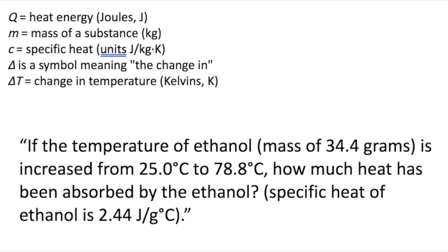To use this equation, you will see a problem that looks probably like this or similar. If the temperature of ethanol, mass of 34.4 grams, is increased from 25.0 degrees Celsius to 78.8 degrees Celsius, how much heat has been absorbed by the ethanol? Specific heat of ethanol is 2.44 J/g degrees Celsius.